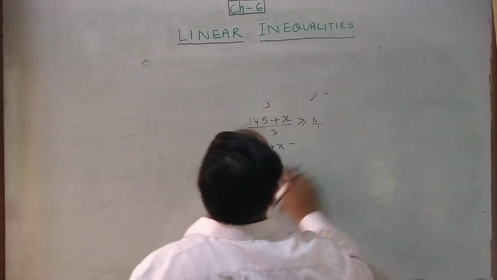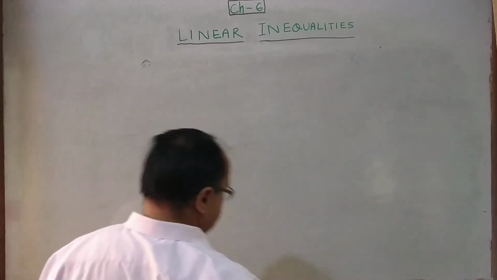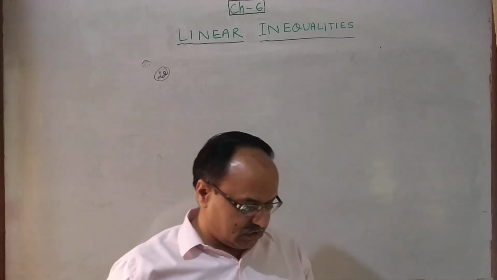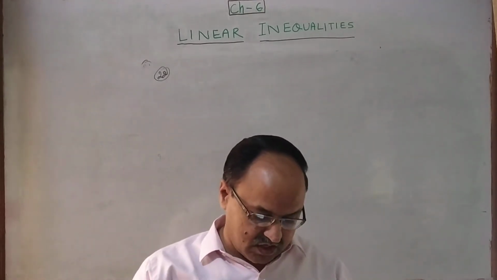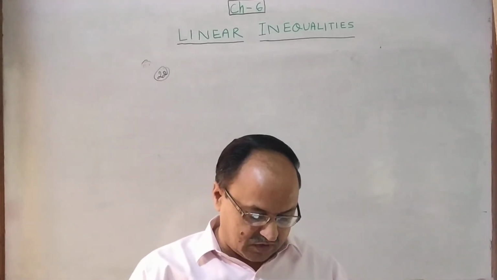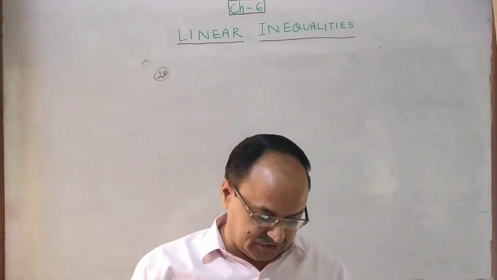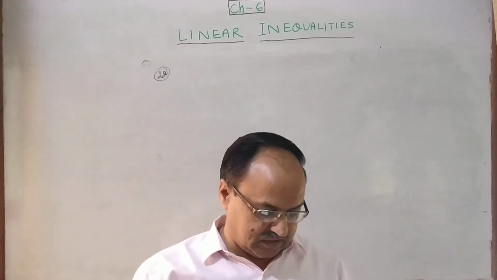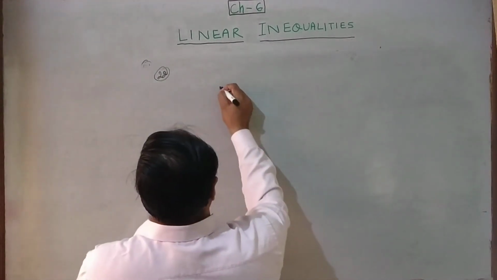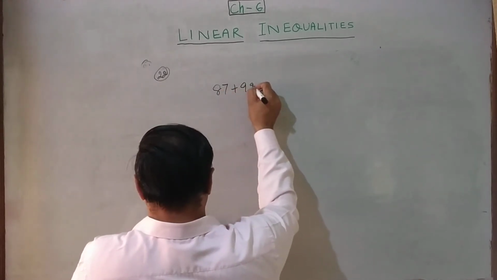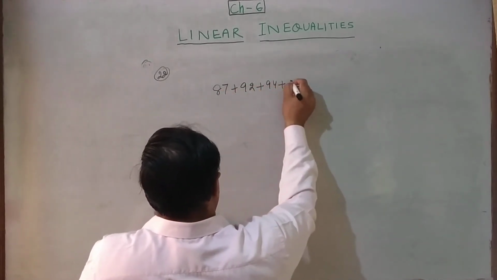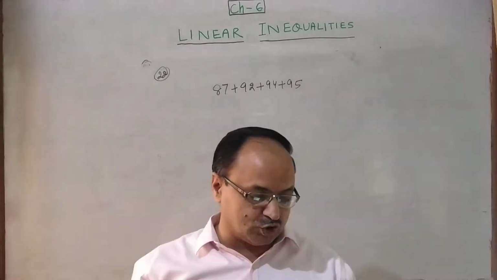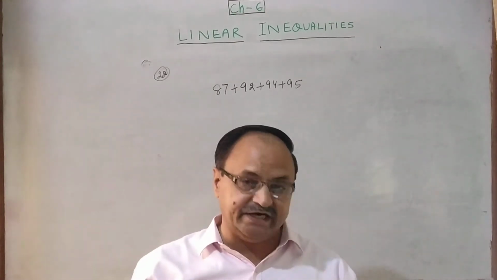Question number 22. Same question. To receive grade A in a course, one must obtain an average of 90 marks or more in 5 examinations, each of 100 marks. If Sunita's marks in the first 4 examinations are 87, 92, 94 and 95, find the minimum marks that Sunita must obtain in the 5th examination to get A grade in the course.